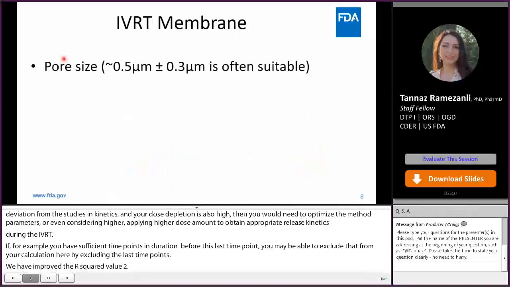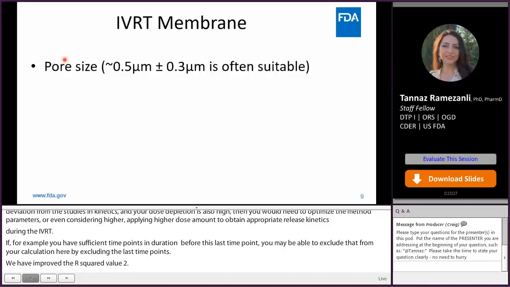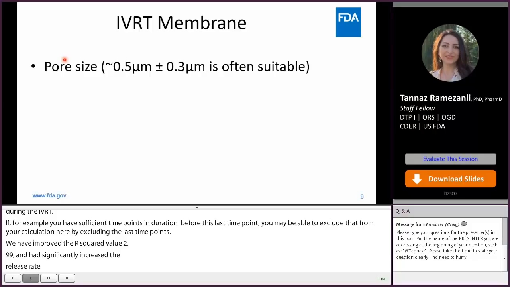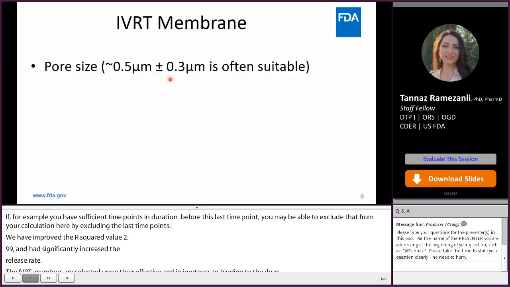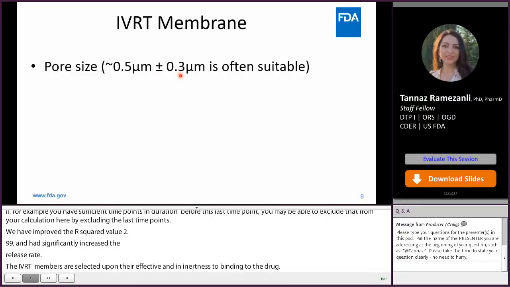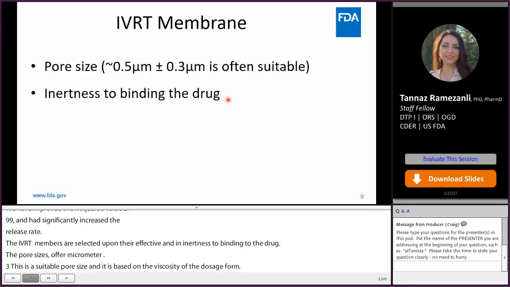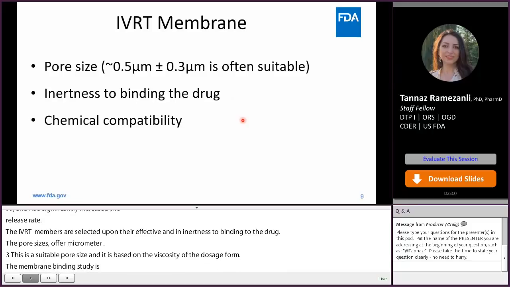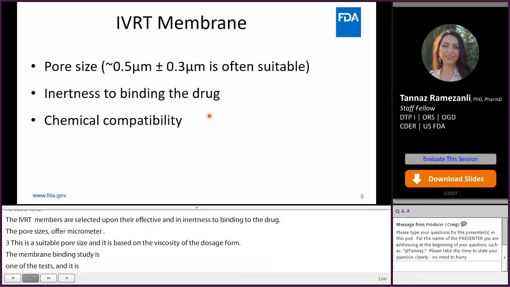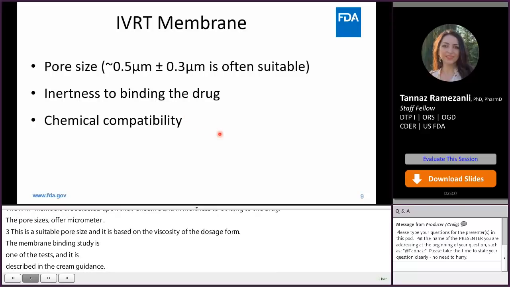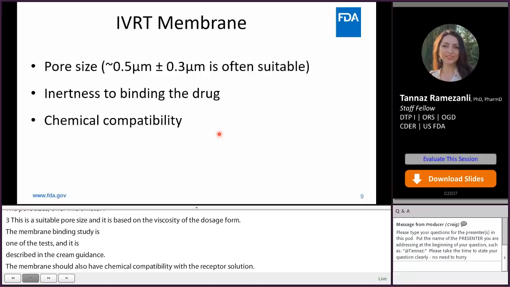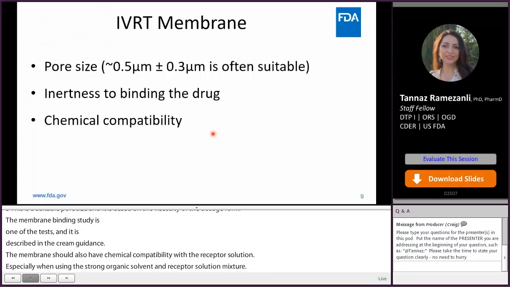The IVRT membranes are typically filtered membranes that are selected based upon their effective pore size and inertness to binding to the drug. The pore size is often 0.5 micrometer plus or minus 0.3. This is a suitable pore size, and it is selected based on the viscosity of the dosage form. The membrane binding study is one of the tests to qualify the selected IVRT membrane and is described in the acyclovir cream guidance. The membrane should also have chemical compatibility with the receptor solution, especially when using strong organic solvents in the receptor solution mixture.